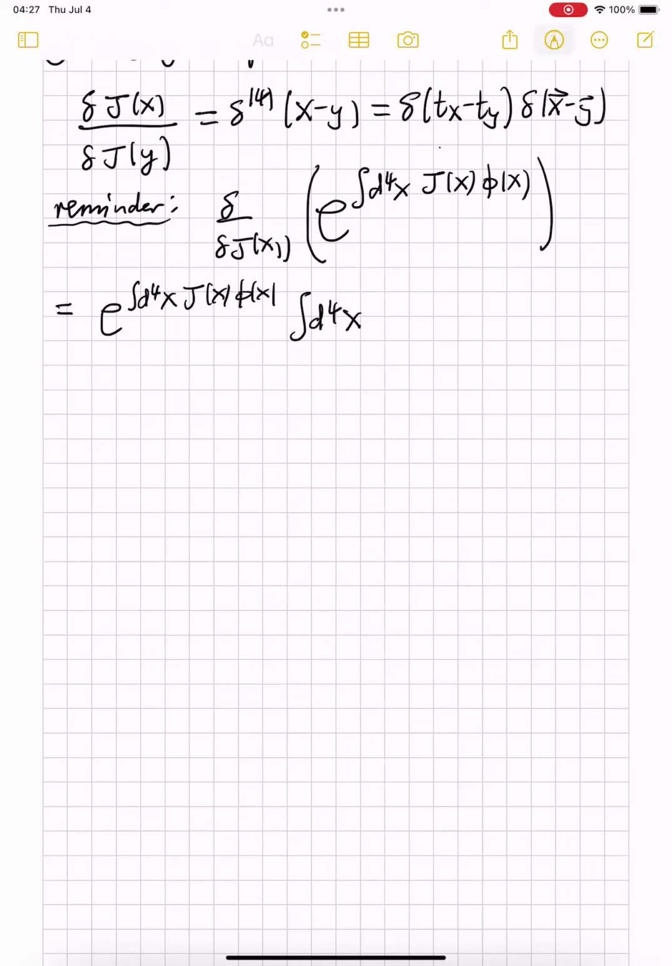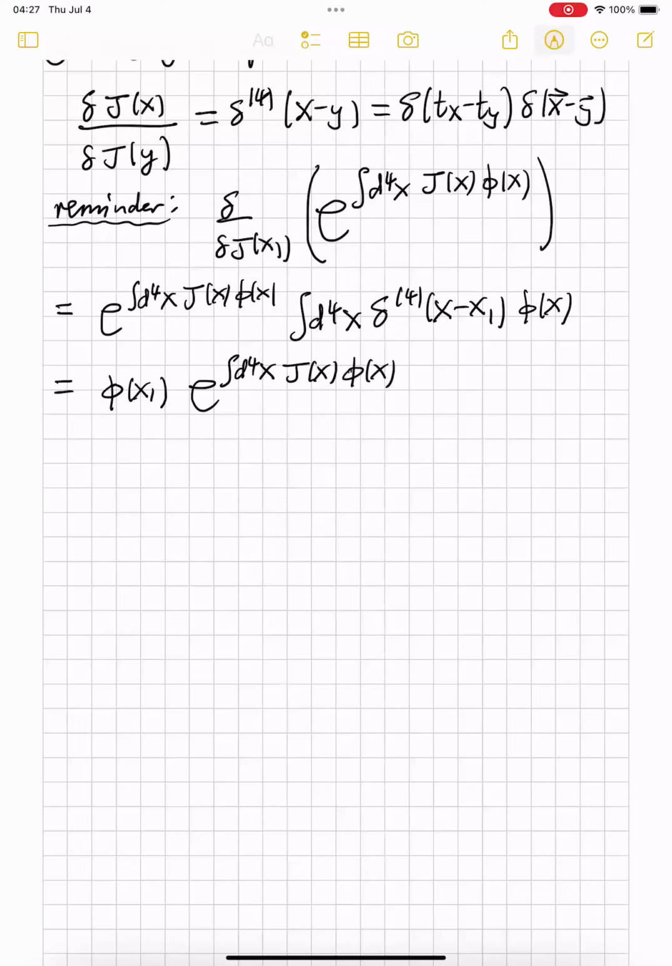The derivative doesn't do anything to that. Now, the delta of j of x with respect to j of x1 is a four-dimensional delta function of x minus x1. And then the functional derivative doesn't act on phi of x at all. And then that integral is very easy to do. The delta function just sets x equal to x1. So we'll end up getting phi of x1 times the integral d4x j of x phi of x.